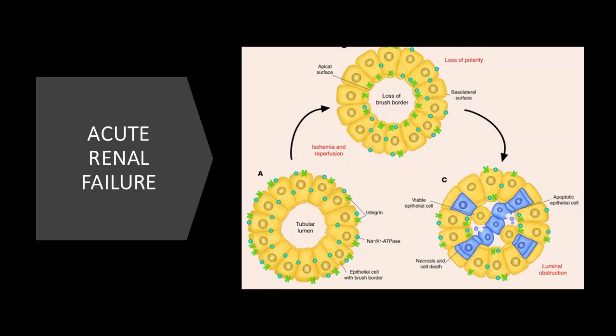This image shows damage to the renal tubules in acute renal disease. Due to injury, the brush border of the epithelial lining is lost and the polarity of these cells for ion transport is disturbed. Necrosis of cells occurs due to ischemic or toxic injury, and apoptotic cells block the tubular lumen, further affecting the function of the tubules.